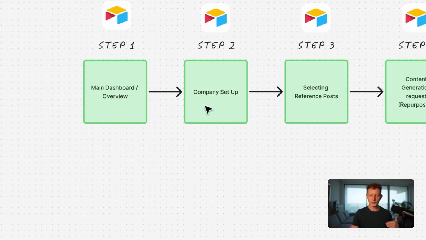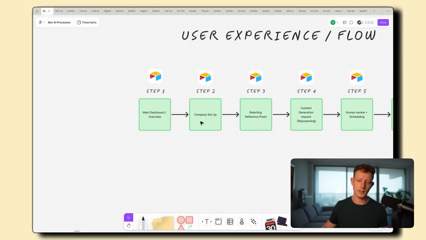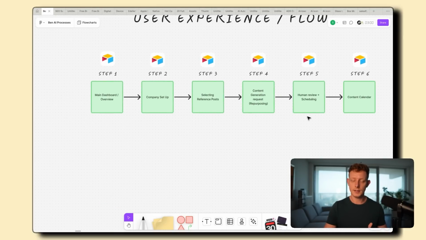Then we want to also scrape some reference posts. So we want to feed the system, when we're generating new LinkedIn posts, with some reference posts that the user can select to mimic that tone of voice or style of writing when generating new ones, right? So we're going to add this in too. Then we're going to have the content generation request where they can request new content generations. And then we have the human review and the human in the loop, of course, where they can schedule. And then ideally we build in a content calendar too. So this is just the user flow inside of Airtable interfaces.